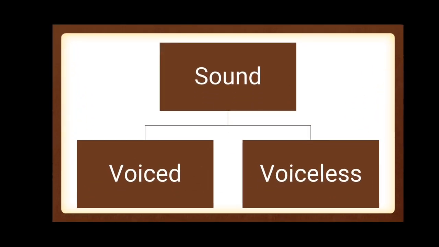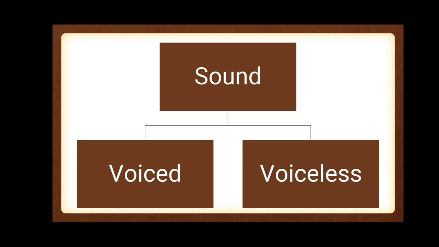Now here we are with sound. In phonetics, sound can be voiced and sound can be voiceless. Now what is a voiceless sound? So when the vocal cords are spread apart and the air from the lungs passes between them unimpeded, sounds produced in this way are described as voiceless.